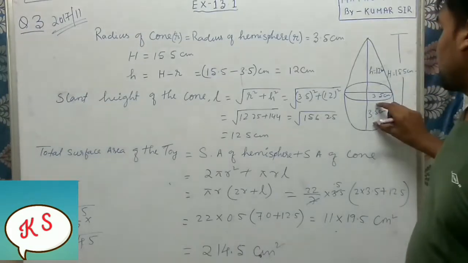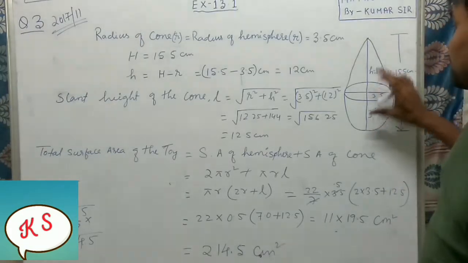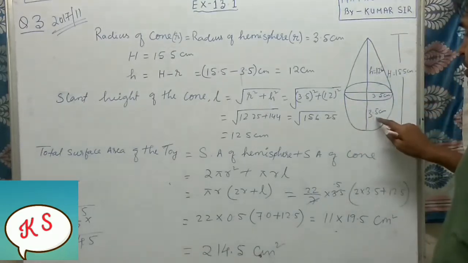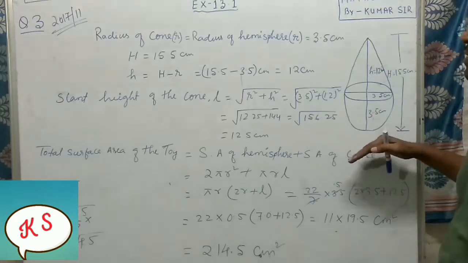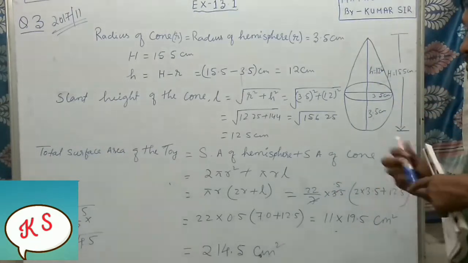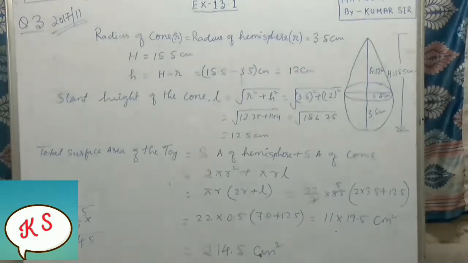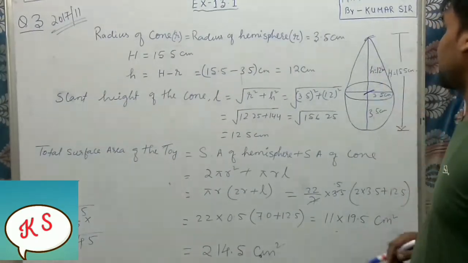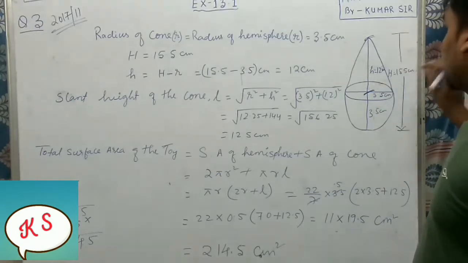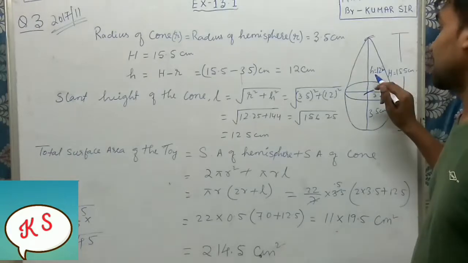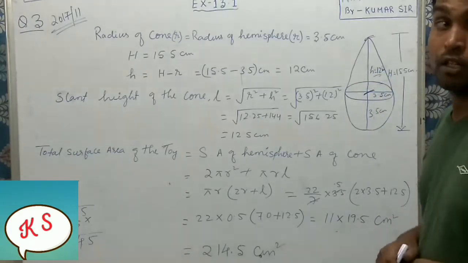And what is the radius of the hemisphere? 3.5. So from the total height, if I subtract this part, that is 3.5, the radius of the hemisphere, you will get the height of the cone. You want to find the height. This is the height of the cone. So from the total, that is 15.5, if I subtract this radius 3.5, you will get the height of the cone.